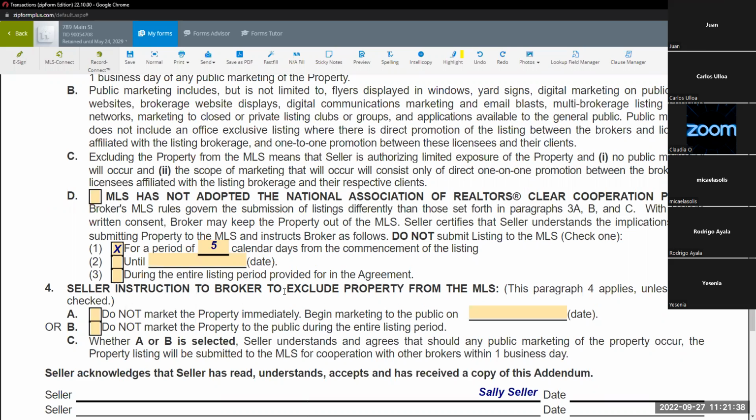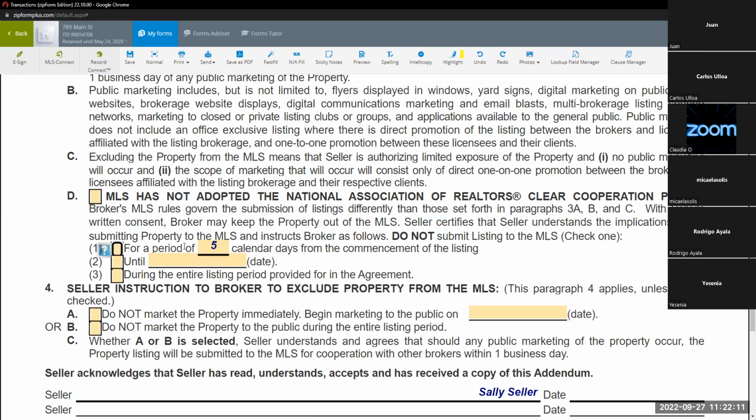From the beginning date to not put it into the MLS, right? So the beginning date is gonna be 5 days. So that date is gonna be when? So 1, 2, 3, 4, 5. So the property should go onto the MLS on October 2nd, which is a Sunday. That's 5 days. Keep in mind that today is day 0. Tomorrow is day 1. And then count your 5 days.